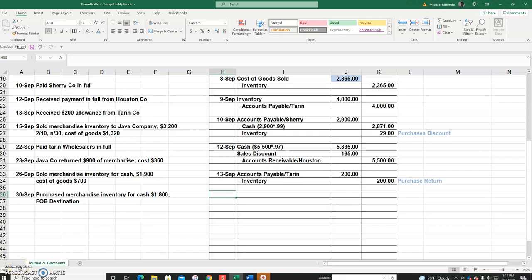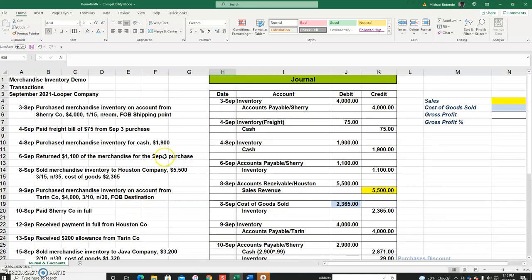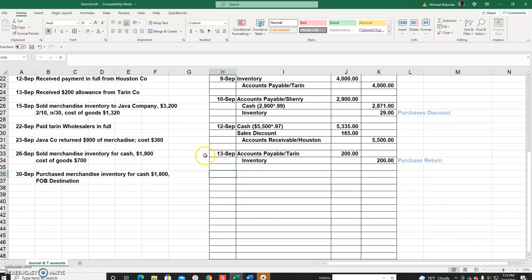So in the last video, we did the next few transactions for our company that we're working on, Looper Company. Now I noticed, and you probably have as well, that we're doing journal entries, but we're not posting them. The focus of our lesson here is to be able to do the journal entries, calculate the discounts, calculate cost of goods sold, and so on. But just keep in mind that we would have to post these to the T accounts, and we would have to carry them through the trial balance and so on. So just keep that in mind.